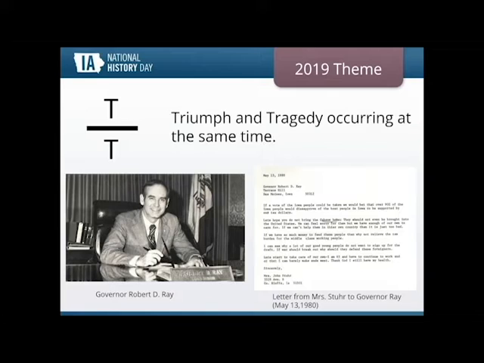So although Ray's humanitarian act was a triumph, he was faced with the tragedy of many angry Iowans who did not approve of his decision. So this is one person facing both a triumph and a tragedy at the same time. And as you can see here on the right side of the screen, there's actually a very angry letter from an Iowan. And this is actually from the State Historical Society of Iowa's collection.